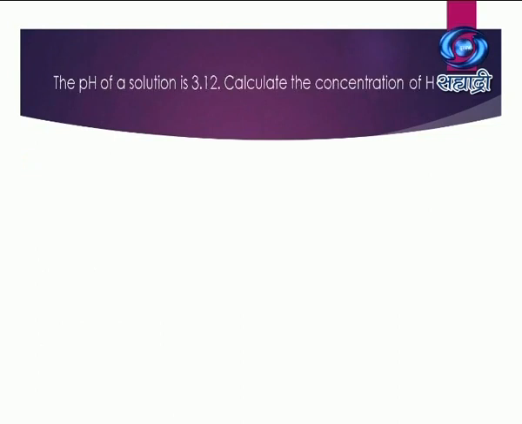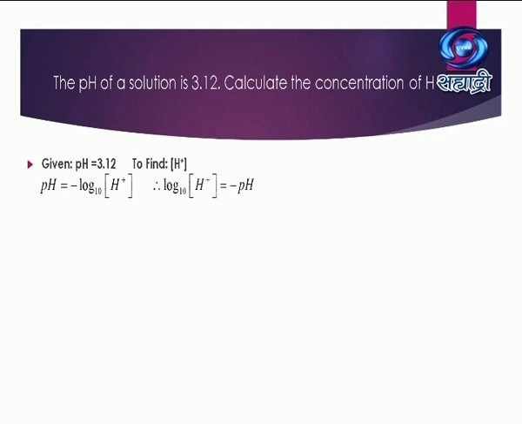Let's consider one more problem. pH of a solution is 3.12. Calculate the concentration of H plus ions. Now pH is given. So use the definition. pH is equal to minus log to the base 10 molar concentration of H plus. So pH is given now. So transfer the negative sign first. So what it becomes, log to the base 10 concentration of H plus is equal to minus pH. Substitute. So log to the base 10 concentration of H plus is equal to minus 3.12.